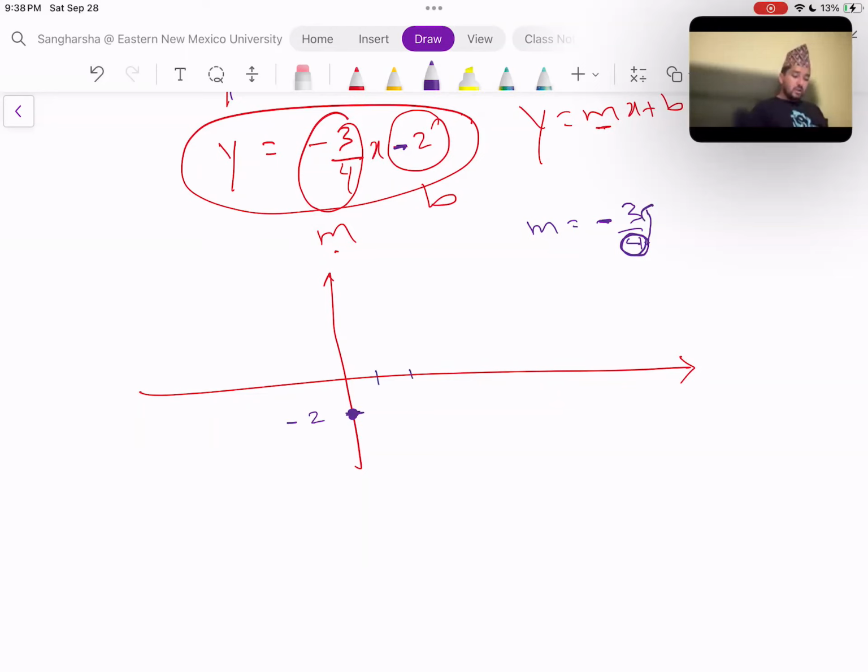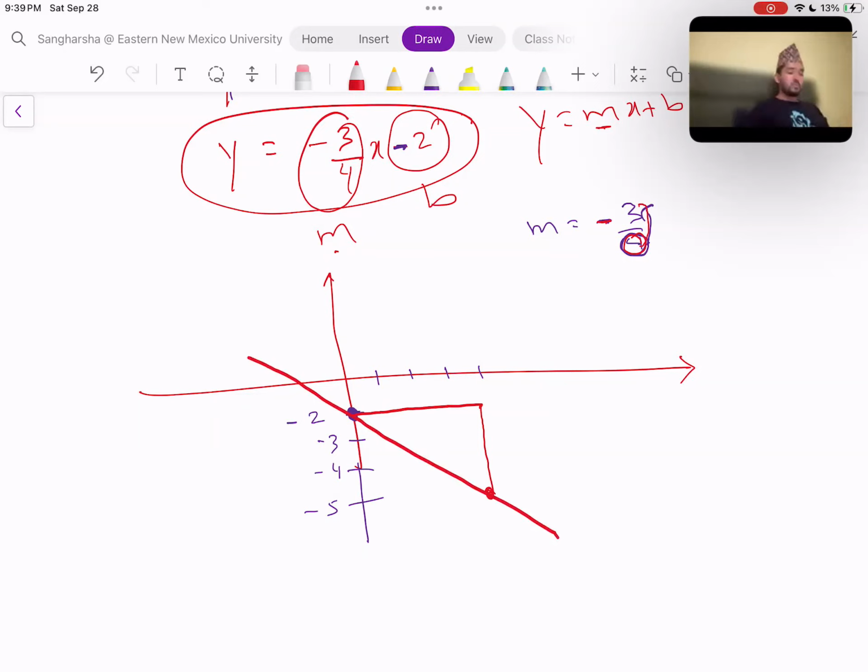So let's say this is 1, 2, 3, 4. This is negative 3, negative 4, negative 5. From this point, you go 4 units right: 1 unit, 2 units, 3 units, 4 units. Then since it's negative, you are falling down by 3 units. So you are falling 1 unit, 2 units, 3 units. So this is your next point. You connect these 2 points, and that is the graph of this equation. See, that's it. You have the graph for this equation.